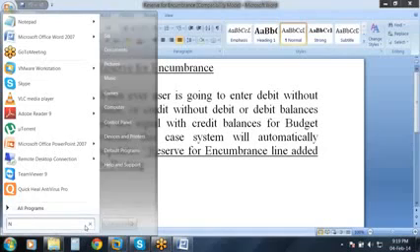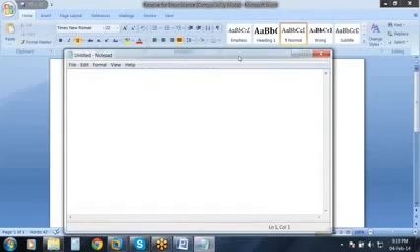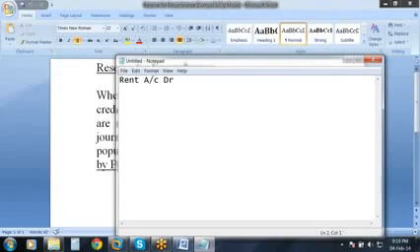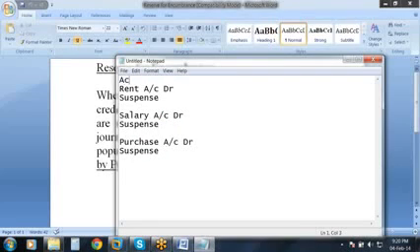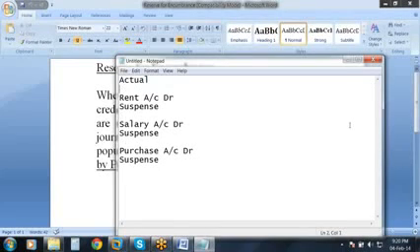I think this applies to budget, as opposed to when a rent account is DR with no credit, you will get suspense. If it is a salary account DR, then also you will get the suspense account. Let's say, for example, purchase account DR, then also you will get the suspense account. Whatever I discussed just now, rent or salary or purchase, all these are what you call actuals. What do you mean by actuals? Day-to-day business transactions are called actuals.